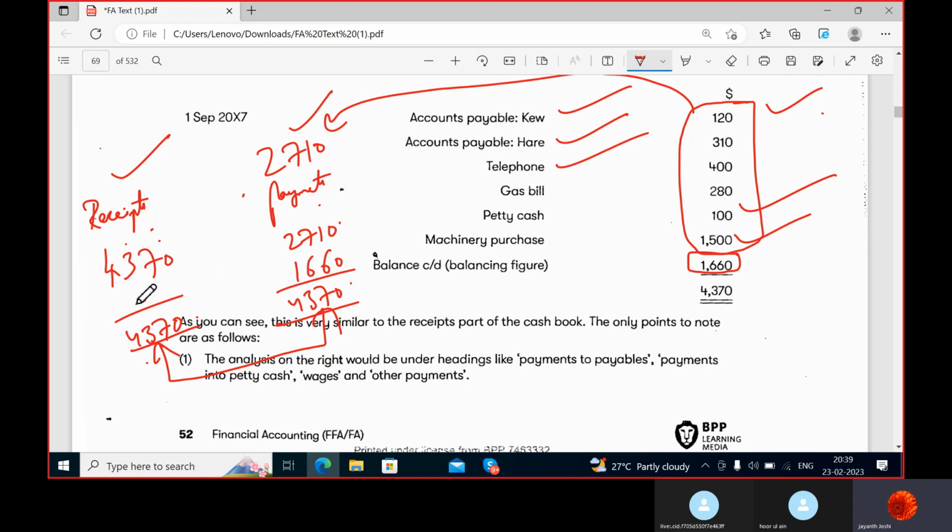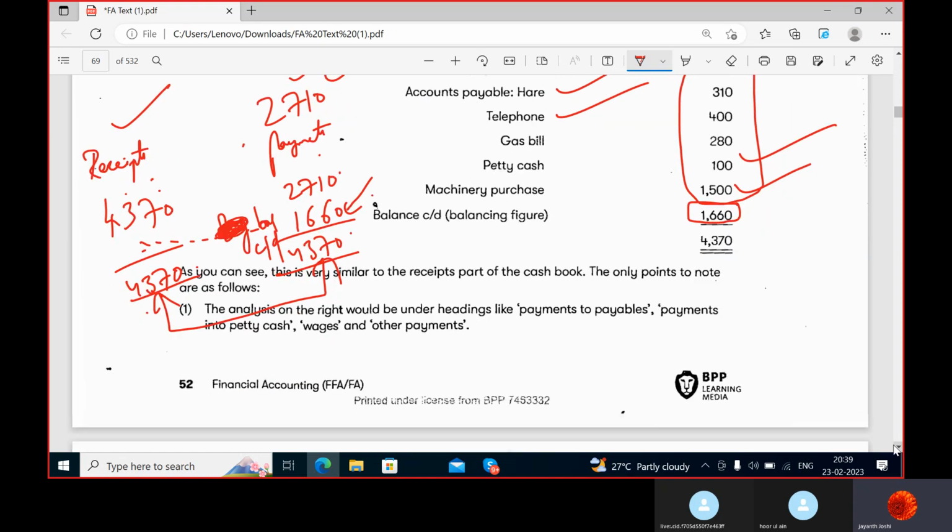So what I'm doing is carrying 1660 from here. That is the reason I'm tallying both of them, that means showing them equal. So I will write it as by balance carried down, or else I can write balance carried down. So how much did I carry from here to show them equal? 1660, correct? So this is the balance which I have in my cash book.